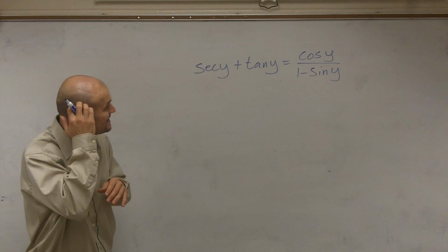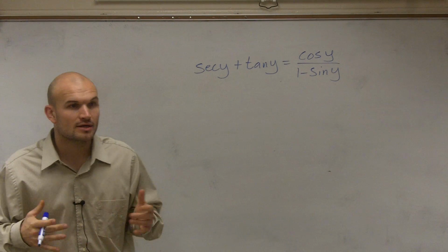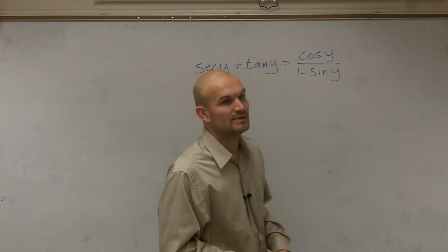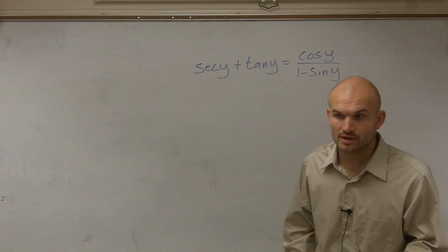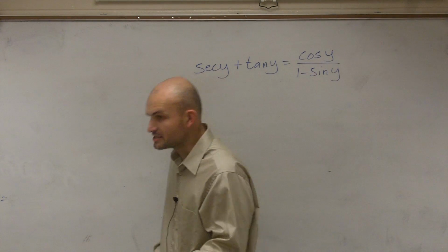So ladies and gentlemen, what I have is secant of y plus tangent of y equals cosine of y divided by 1 minus sine of y. So we need to go ahead and determine what side we'd like to work on. Remember, you usually want to work on the side that's going to be the most difficult.